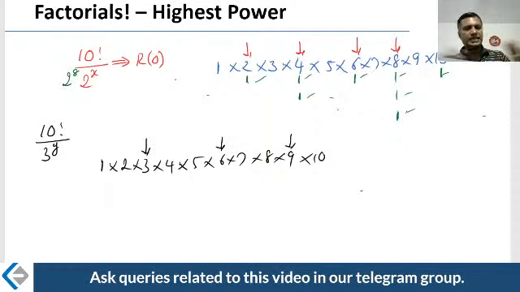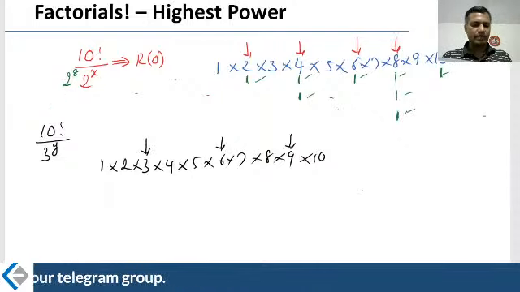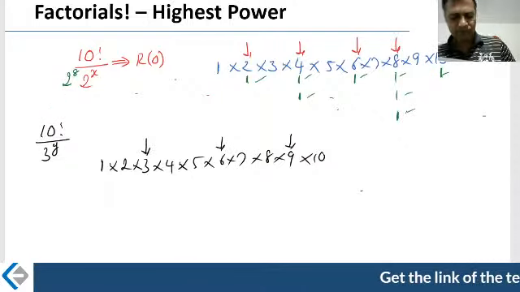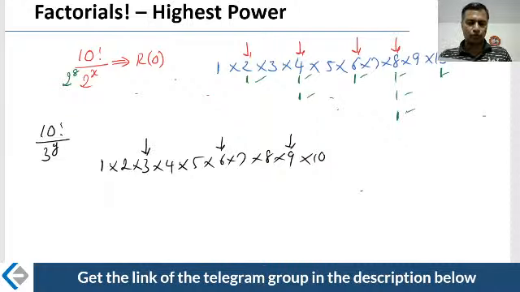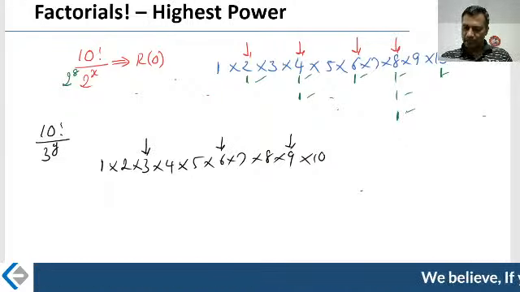2 power 8 completely divides 10 factorial. 2 power 8 is the highest power of 2 which divides 10 factorial. Of course, 2 power 1 divides, 2 power 2 divides, likewise up to 2 power 8 divides this number. The best power of 2 which divides 10 factorial and leaves remainder 0 is 2 power 8, so the best power is 8.